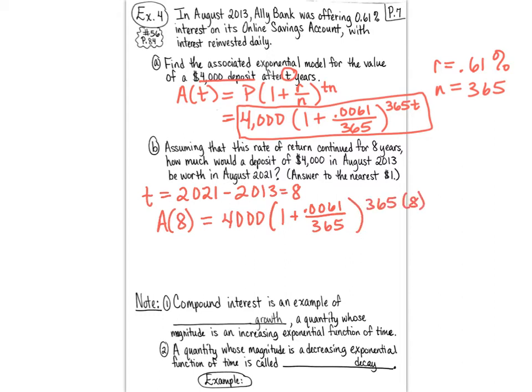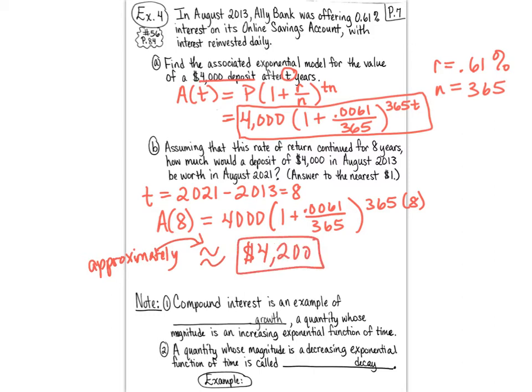Now, I expect you to at least be able to write down this line, okay? And once you write down that line, you can then use your calculators. Substitute that into your calculators. Wavy equals means approximately, so that means approximately. We get $4,200. So that's how much it will be worth in August 2021.